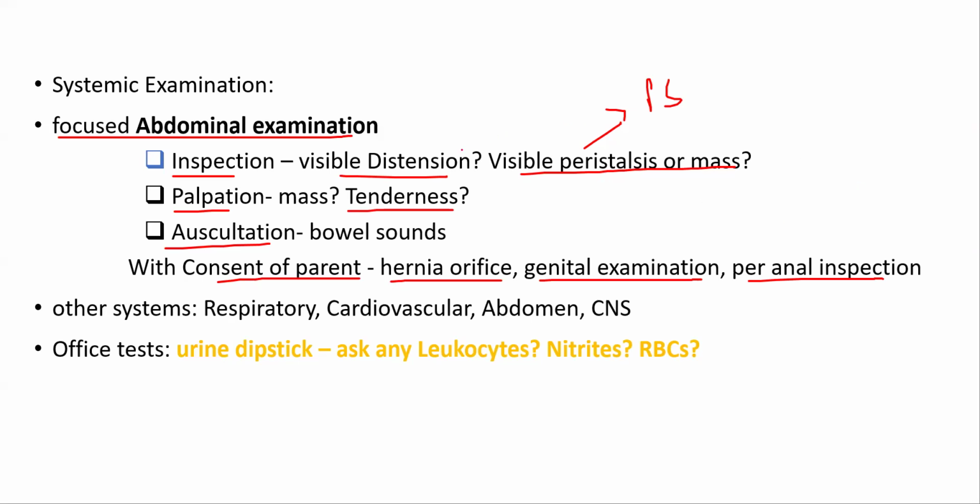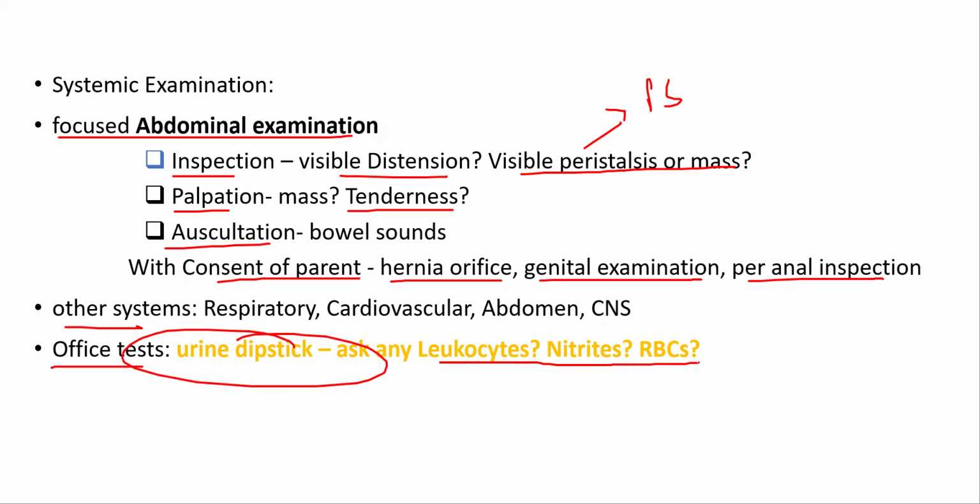And then you would say that you would do the whole body systemic exam, including respiratory system, cardiovascular, and central nervous system examination. And then you would do an office test, especially urine dipstick for any leukocyte, nitrite, or red blood cell. Okay. When you say all of this, the examiner will give you a card, and on the card, every finding will be given. That means what are the findings for this child you have got. That's one of the other ways, which is not always the case. Very rarely I have seen this to come. But you should know how we do the physical examination of these cases.